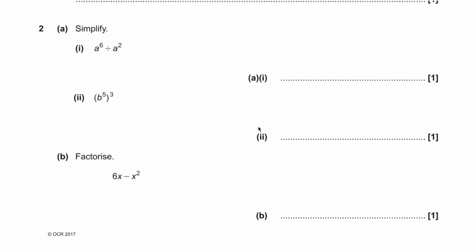Question number 2, part A. Simplify for the first part a to the 6 divided by a squared. Well, here, what we would have to do is recognize we are dividing when we have the same base, so we subtract the exponents. So a to the 6 divided by a squared is the same as a to the 6 subtract 2, and it turns out we get a to the 4.